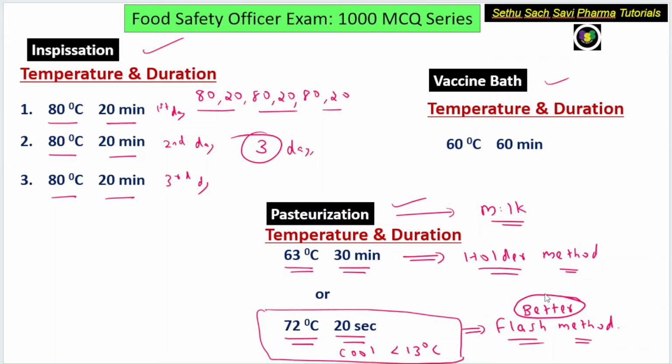Now, the vaccine bath, which is normally carried out for bacterial vaccines to make them heat inactivated. That is the purpose of the vaccine bath: to inactivate the bacterial vaccines. The temperature used is 60 degrees Celsius for 60 minutes. So that is what is done in the vaccine bath. All these, inspissation, pasteurization, and vaccine bath, are examples of moist heat sterilization at less than 100 degrees Celsius.